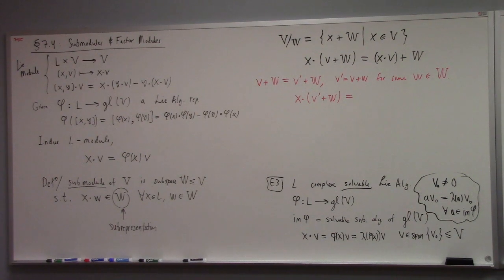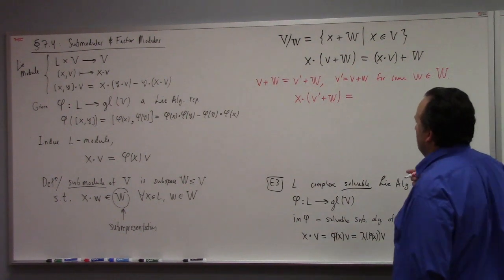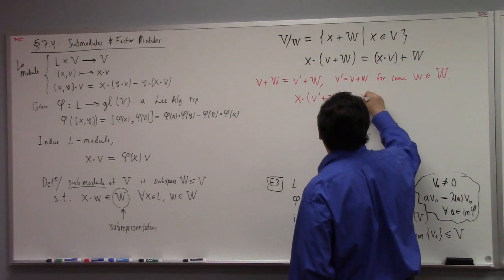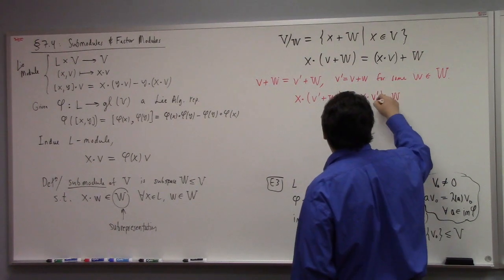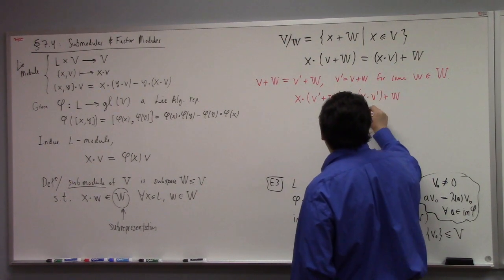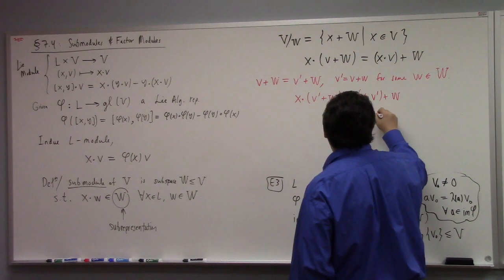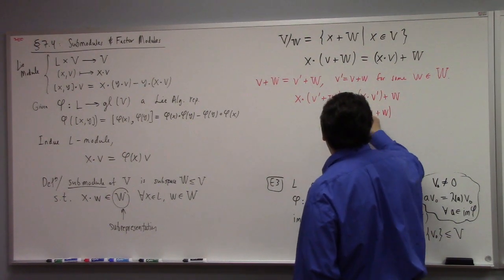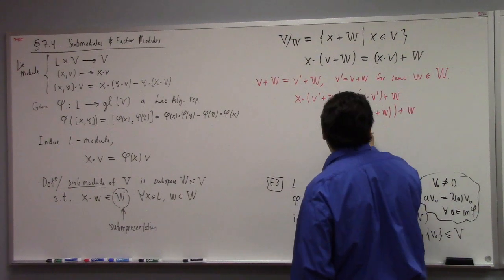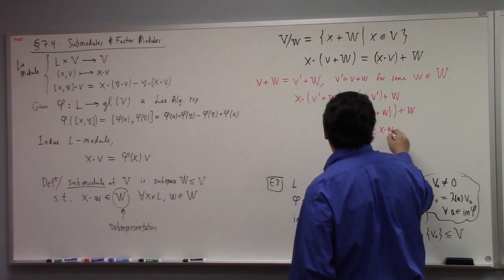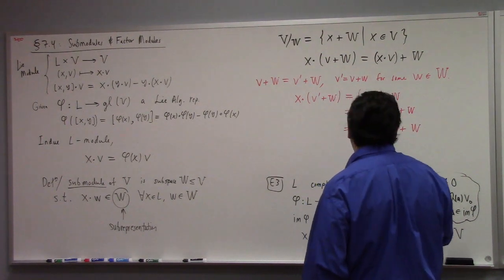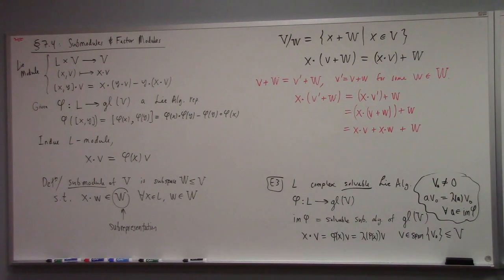All right, so by definition, this is x dot v prime plus W, right? But that's x dot (v plus w) plus W, which is x dot v plus x dot w by the properties of the module action, the algebra action.